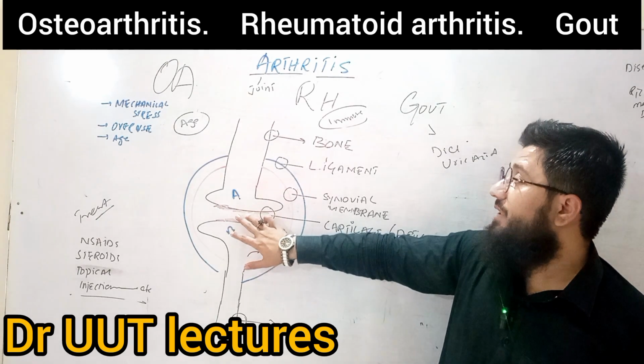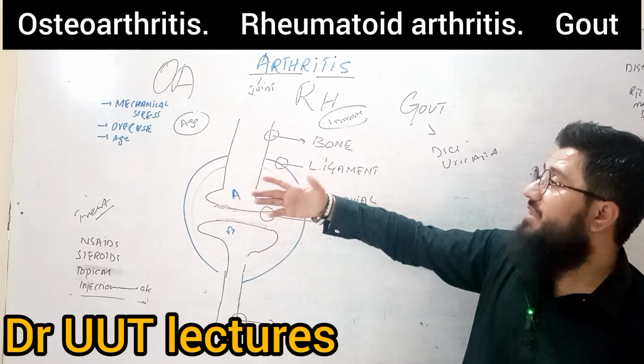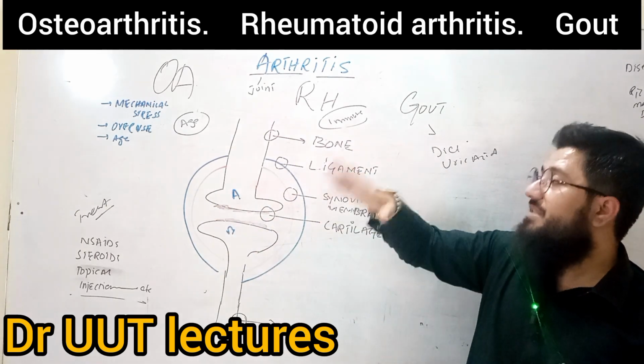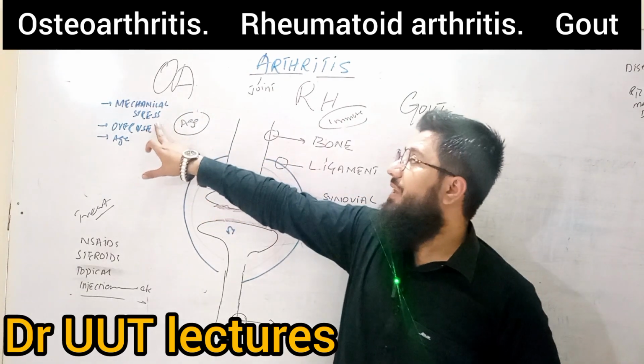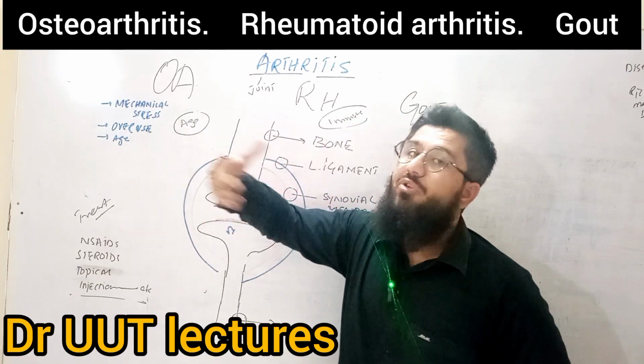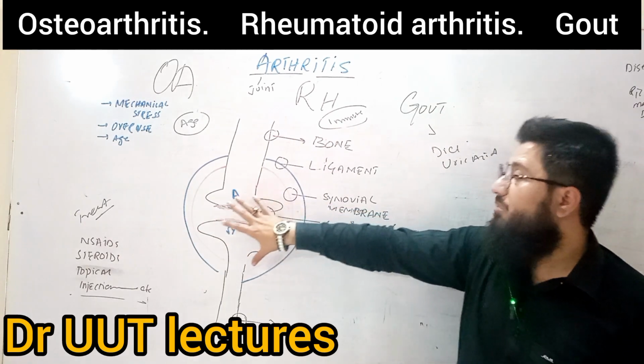And if this cartilage is removed, then the friction increases, and with that, inflammation and pain are observed. So in the case of osteoarthritis, it is just because of mechanical stress, because of age, because of the overuse of the bones. So the joints will then be affected.